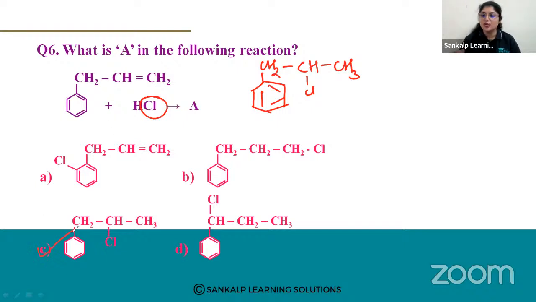Understood? So who has answered it as C? Nandita, Kirti Gowda, Aishwarya. So the answer is right. C is the correct answer. Understood? So this is Markovnikov rule.